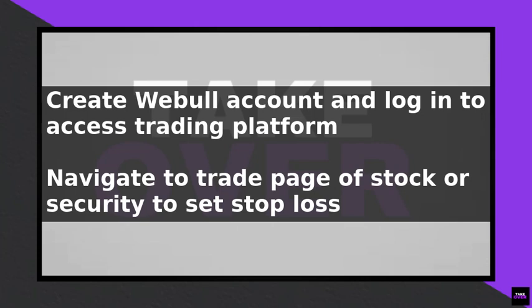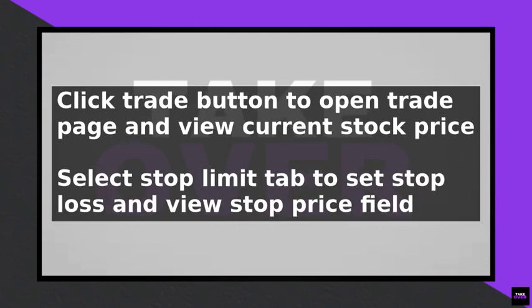On the trade page, you will see the current price of the stock and several other options, including the stop loss option. To set a stop loss, click on the Stop Limit tab. In the Stop Limit tab, you will see two fields: Stop Price and Limit Price. The stop price is the price at which you want to trigger the stop loss, and the limit price is the price at which you want to sell the stock once the stop loss is triggered.